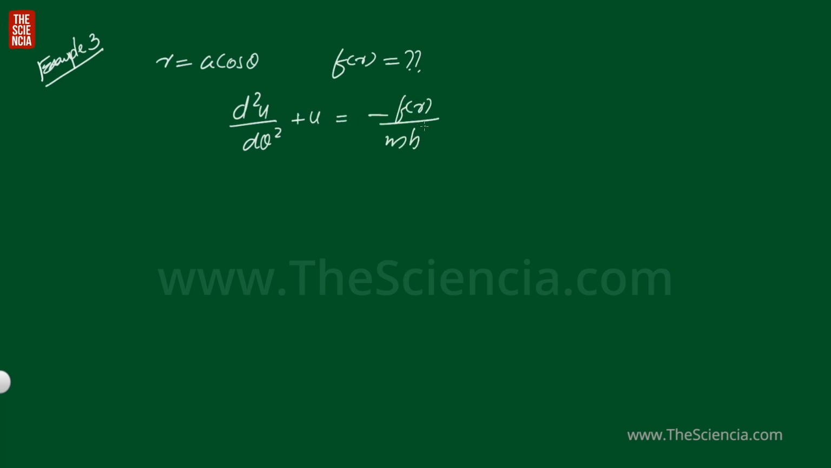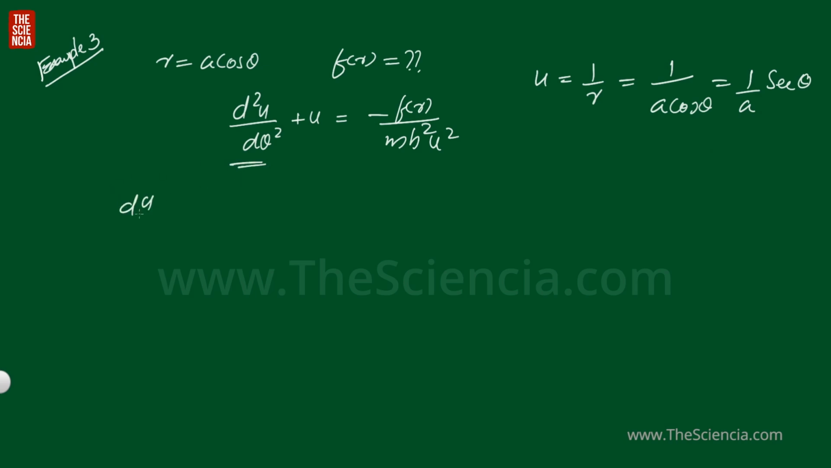Another example problem. The trajectory is r equal to a cos theta. Find the force law, that is f of r. So, d square u by d theta square plus u equal to minus f of r by m h square u square. And we know u equal to 1 by r. Therefore, it is equal to 1 by a cos theta. 1 by cos theta is nothing but sec theta. That is 1 by a sec theta. Now, we have to find out this term first.